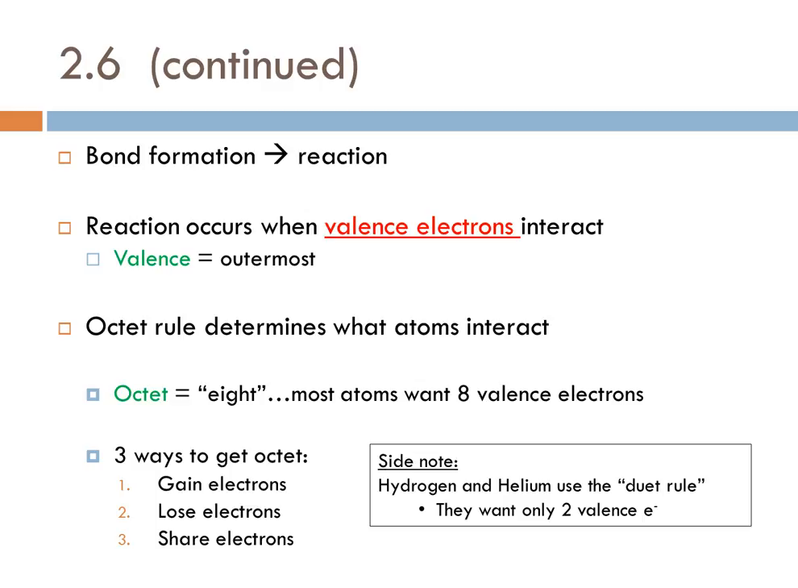The one side note that I wanted to give you is, remember how that first electron shell only holds 2? So obviously they can't have 8 electrons, so that one's going to do the duet rule. So that means they only want to have 2 electrons in the outer orbit.